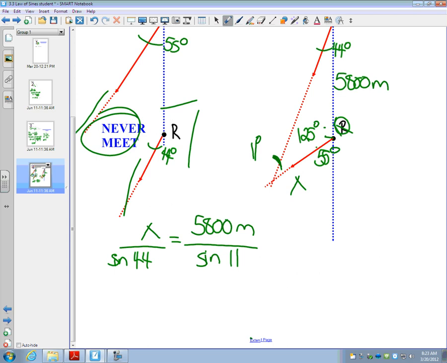We're going to solve this out. We're going to cross multiply, and you should get x is equal to 21,115.45 meters. Once you print these out, or as you're watching, you should be using your calculator and making sure you can cross multiply and do all your work on your calculator.